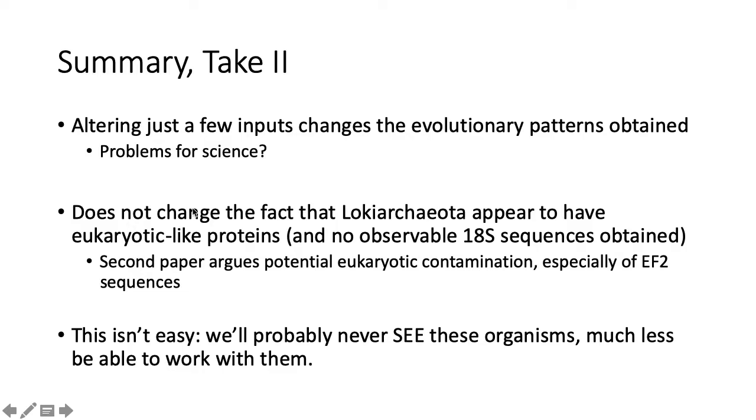What this second paper, this follow-up paper, did not do, however, is disprove the fact that Lokiarchaeota actually have eukaryotic-like proteins. So one important part of this was that the authors actually went in to try to determine whether or not 18S ribosomal RNA sequences were detected. They were unable to do so. If you'll remember, 18S ribosomal RNA is the small RNA used by the ribosome by eukaryotic cells as opposed to prokaryotic cells. Although that second paper does argue that there is potential eukaryotic contamination somewhere, for example, that EF2 sequence from the Loki3 group.